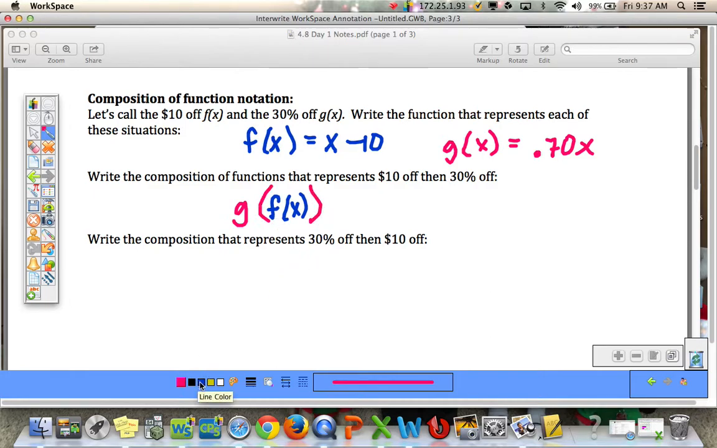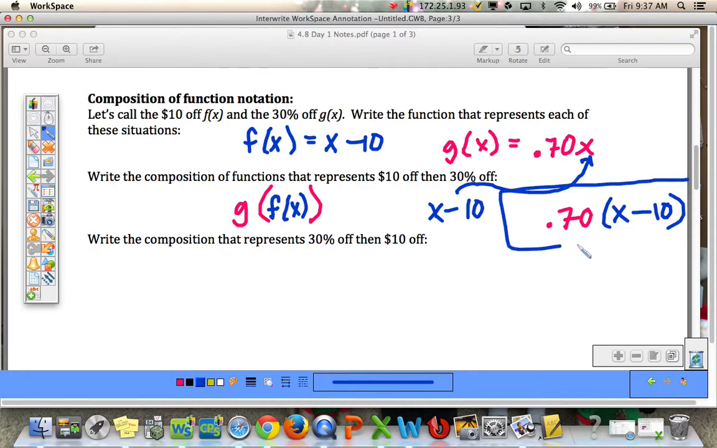Okay, so mathematically, what does that look like? Again, we have the x minus 10 first, and then we're going to plug that in, and whatever that answer is, we'll take 70% of that answer. Here's what it looks like. 0.70 times x minus 10. All right, so here's the expression we're looking for.